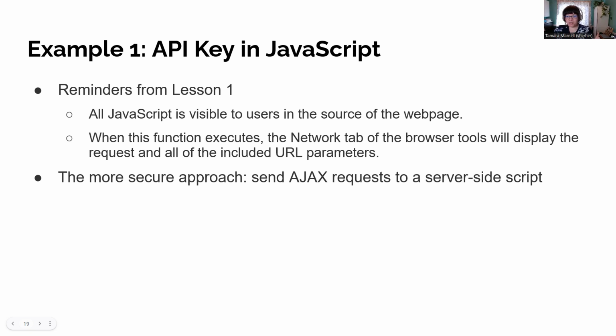It's also visible in the network tab, as we talked about in the web developer tools. It'll display the request and all of the included URL parameters. So even though the Analytics API is open through CORS, you can just call it with JavaScript on any old web page. It might not be a good idea. So a more secure approach to protect your API key is to instead have a server-side application that calls whatever you need to return to the web page, and then that server-side application uses the API key.